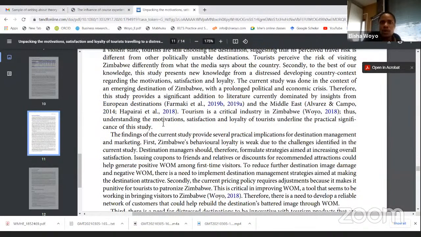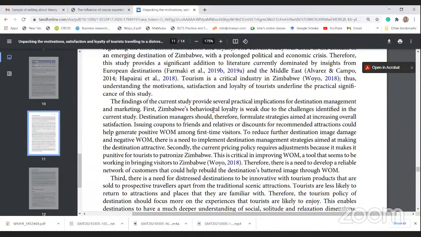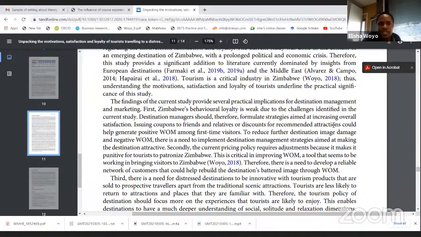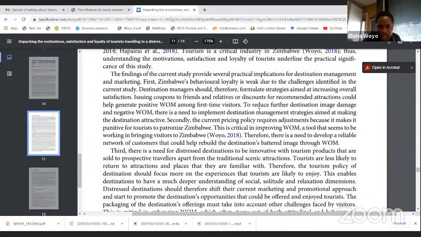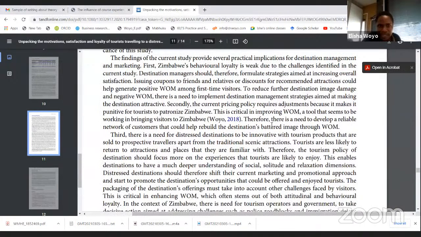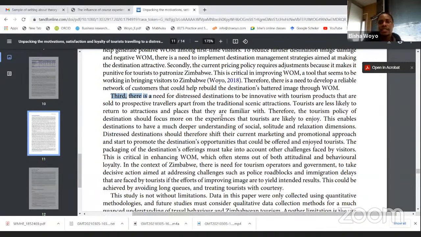Okay, so we were saying that behavioral loyalty is weak due to challenges identified in the current study. Destination managers should formulate strategies aimed at increasing satisfaction, to reduce destination image damage. Secondly, current pricing policy, there is need. Thirdly, distressed destination need. Here, I think this is where you fit in.